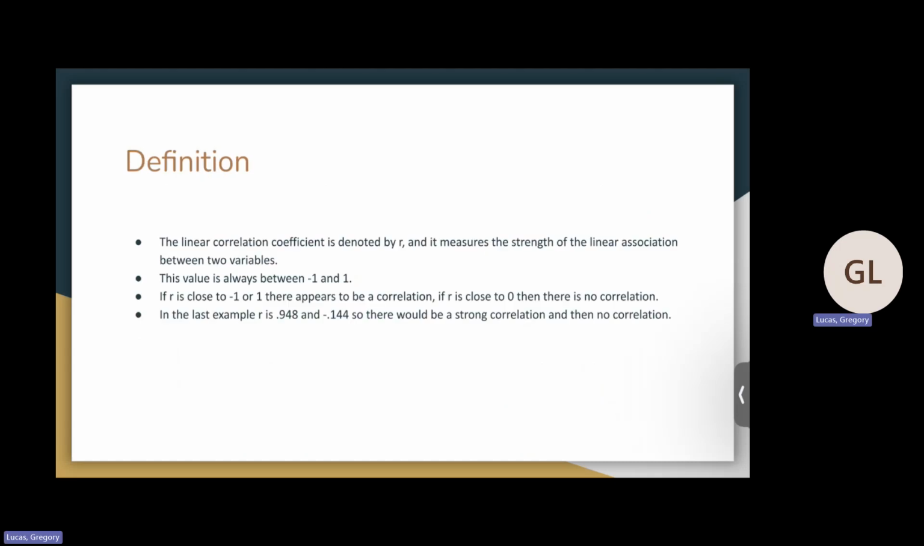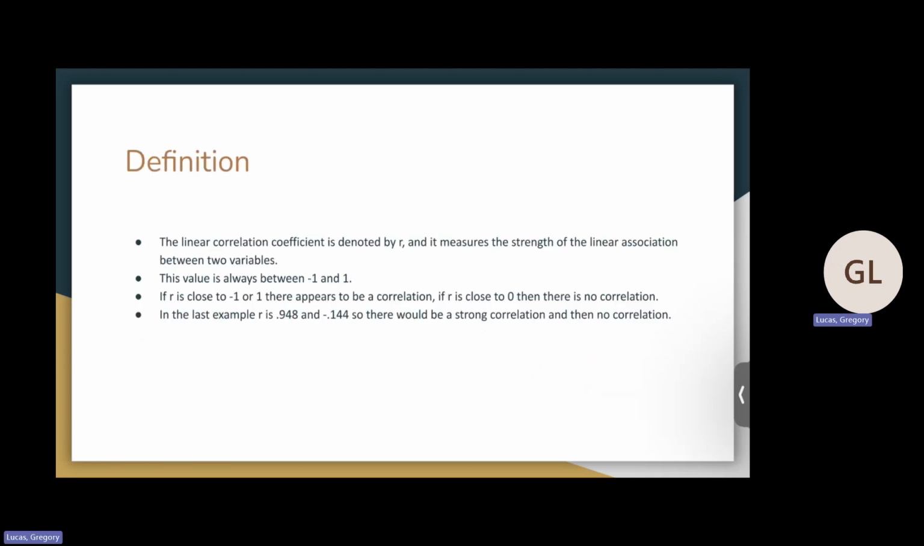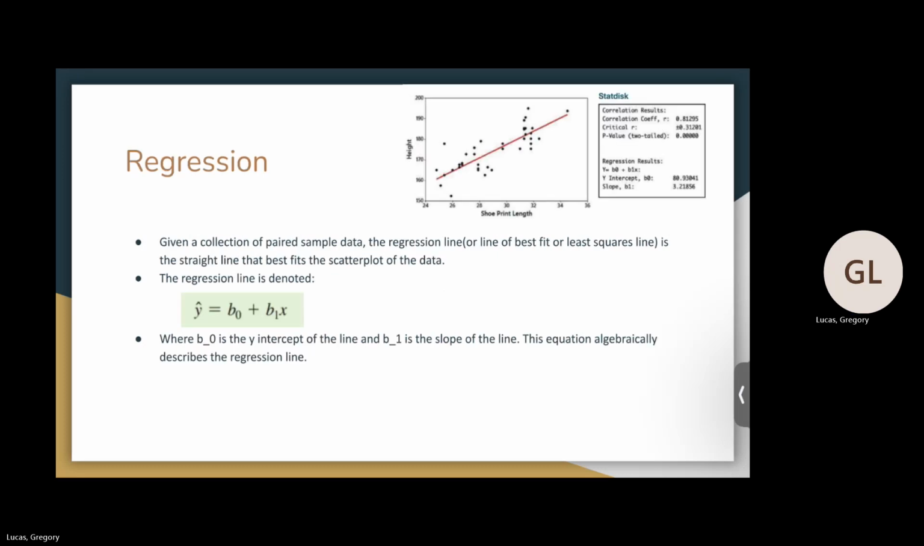And then in our second picture, we have -0.144, which is very close to 0, far away from 1 or -1. And we can see there's no correlation at all. So the closer the number is to 1, the more of the correlation. Farther away from 1 and closer to 0, there's no correlation at all. So we'd say a strong correlation for the first one, no correlation at all for the second one.